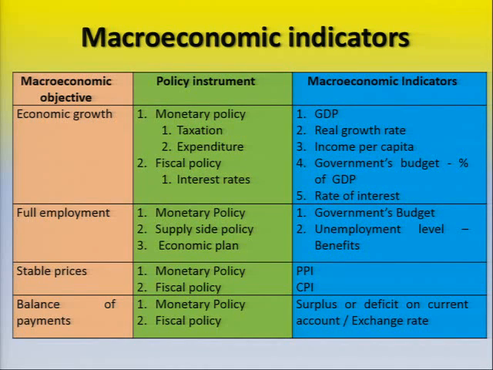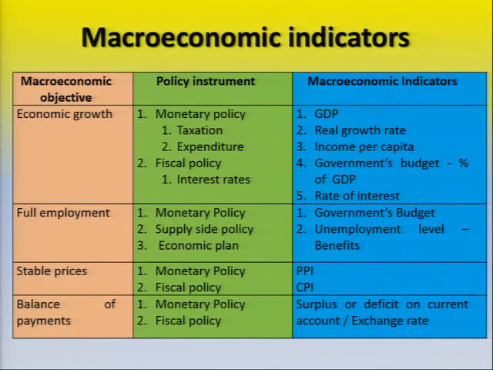And then if the objective is to achieve stable prices, the policies that the government can use there are monetary policy or fiscal policy. Remember, monetary policy is when we manipulate the interest rate, or the fiscal policy where we make an interplay between taxation and expenditure. What are the indicators that will indicate whether the government has succeeded? There will be a change in the PPI. PPI stands for Producer Price Index, as well as the CPI, Consumer Price Index. We'll see the effect there if the government has succeeded.